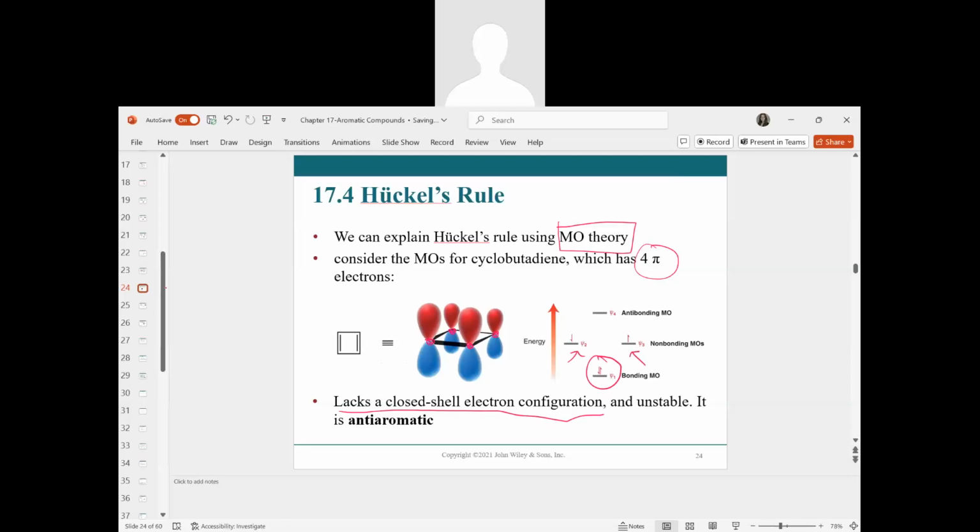The psi2 and psi3 orbitals have unpaired electrons, and they are therefore in these non-bonding molecular orbitals, and we would call this compound, as a result, anti-aromatic. It qualifies under the first rule, but it fails the second, so it's anti-aromatic.